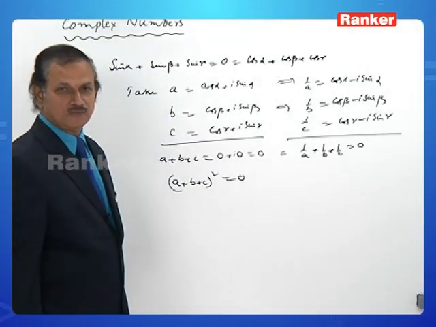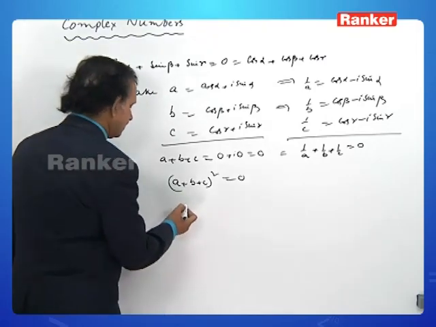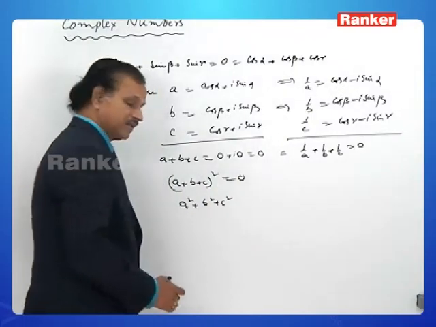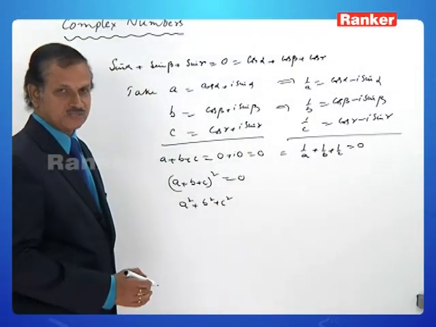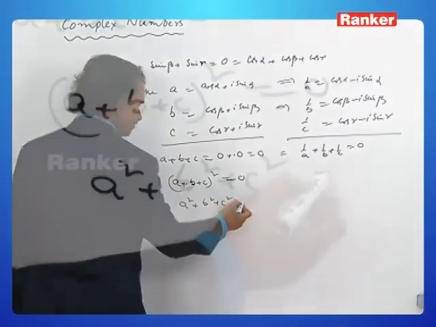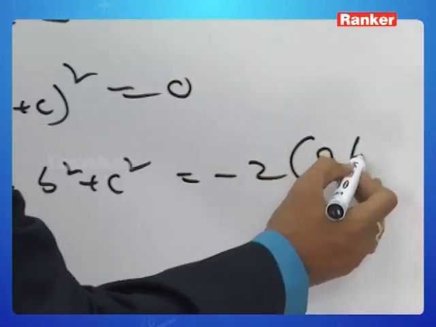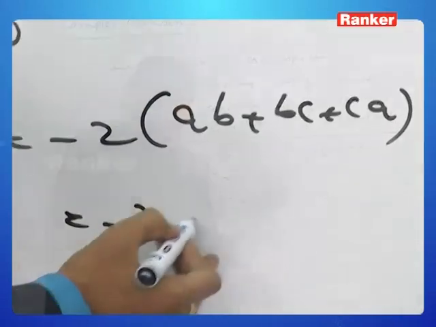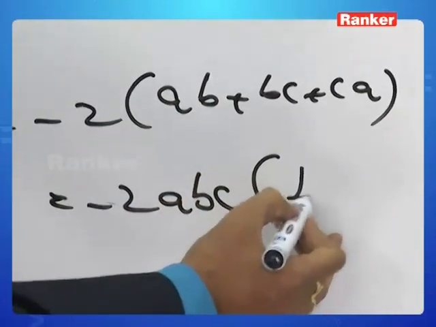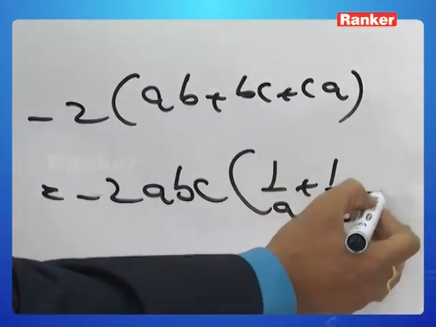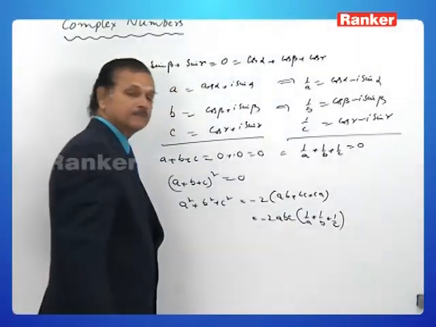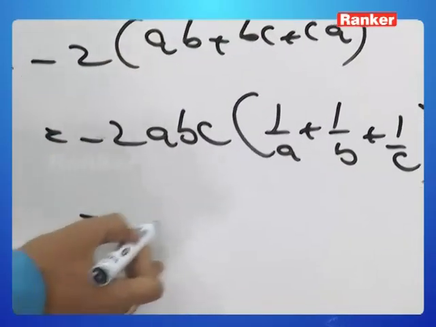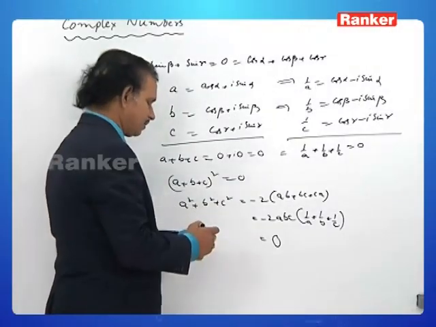(a + b + c) whole square is 0. What is (a + b + c) whole square? a² + b² + c² + 2ab + 2bc + 2ca is equal to 0. This gives a² + b² + c² = -2(ab + bc + ca), which is nothing but -2abc(1/a + 1/b + 1/c). What is 1/a + 1/b + 1/c? 0. So this is 0. a² + b² + c² is 0.